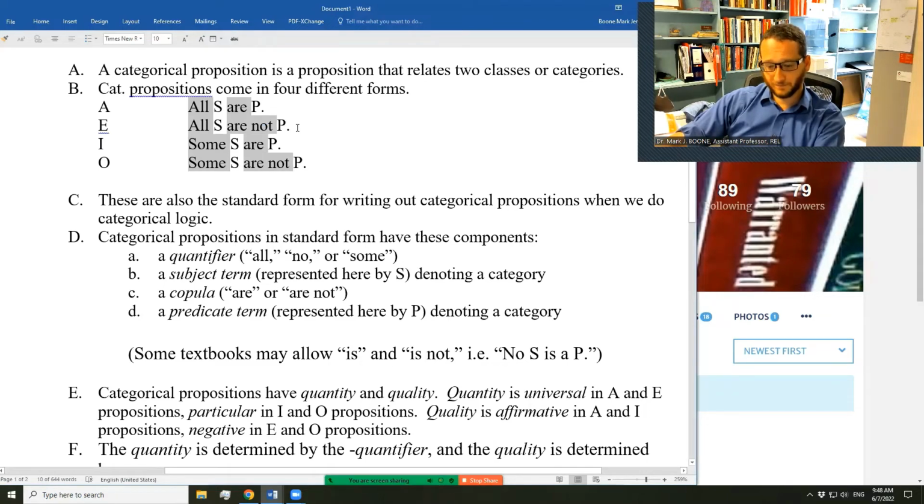As it is, when we say no S are P, the quantifier always tells you whether it's universal or particular, whether it's about all or just some. The copula usually tells you whether it's affirmative or negative, but not with the E form. When we say no S are P, the word no does double duty. It tells you that the proposition is universal, and it also tells you that it's negative, not affirmative.